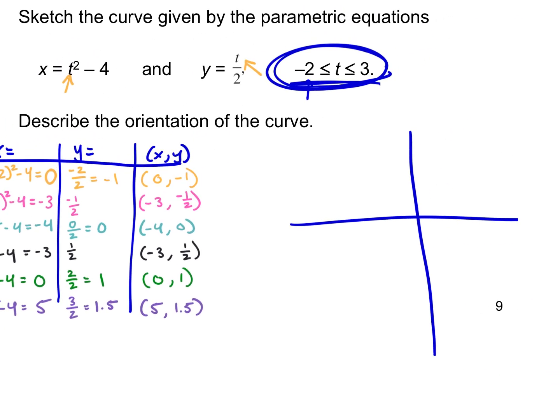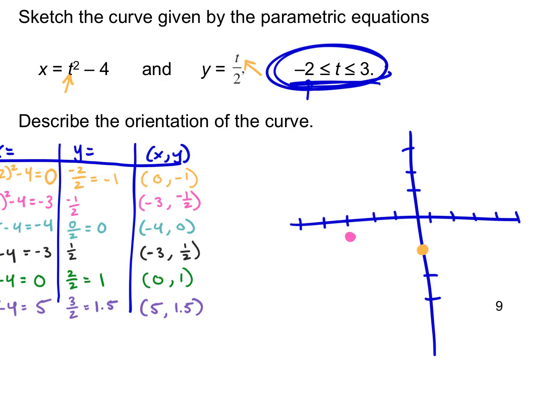All right, so now let's go to our graph. We're going to plot all of these points. So starting with the first one, it's super important that we go in order. I'm going to start with my orange point here. We stay at 0, go down to negative 1. Then I move on to the pink point, so I'm going to go to the left to negative 3, down 1/2.